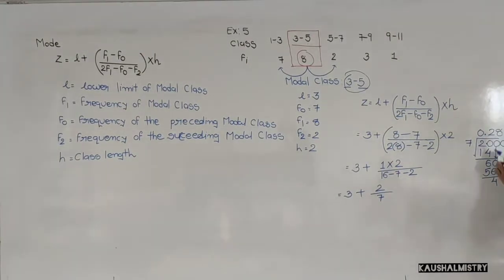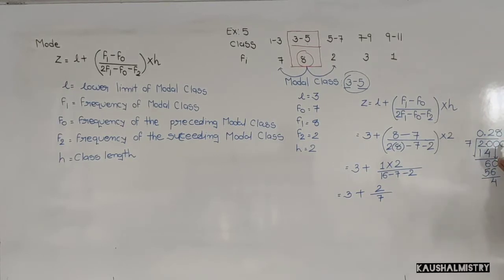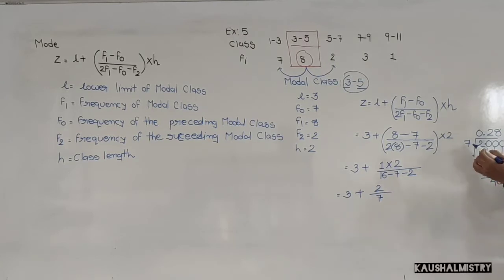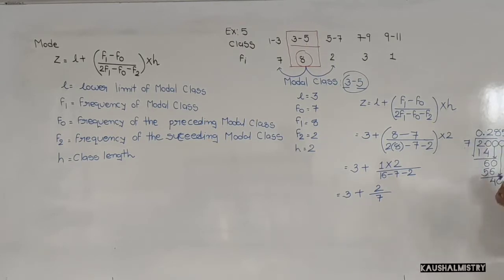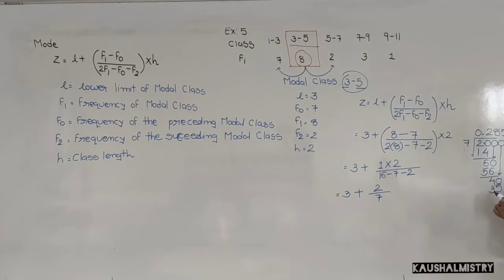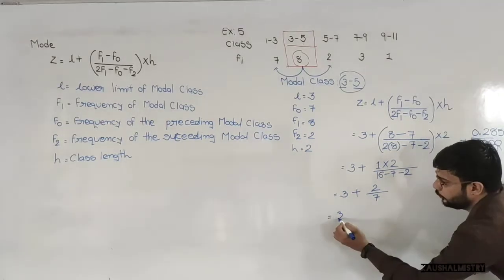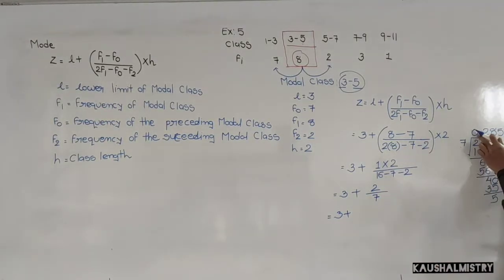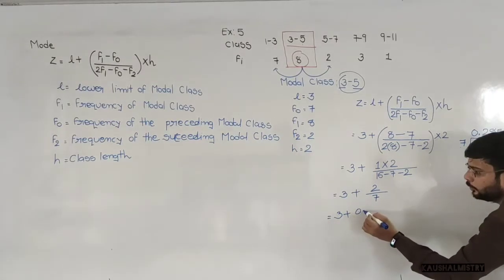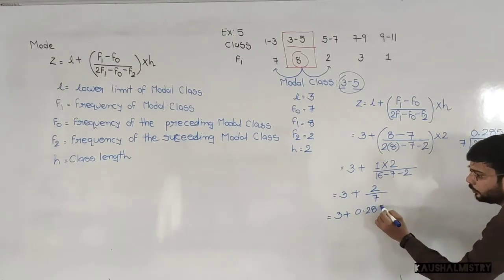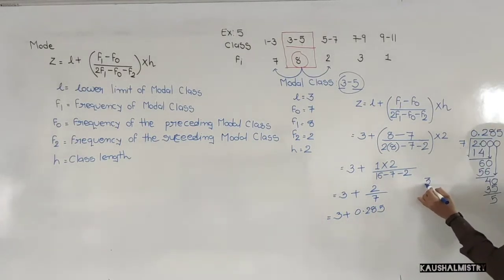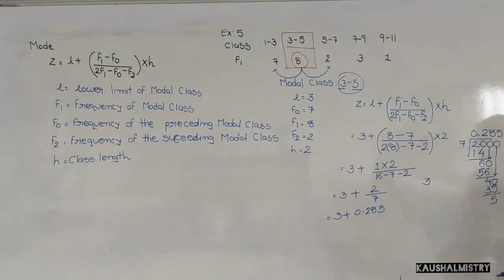Now 7 eights are 56, so this will be equal to 40. We will put another 0. So 7 fives are 35, so this will be 5. So you have to go up to 3 decimal points. So 3 plus 2 upon 7. 2 upon 7 is equal to 0.285. So therefore here we have to add 3 plus 0.285.